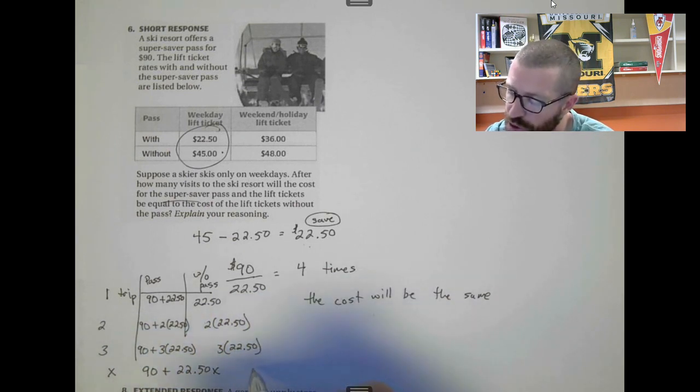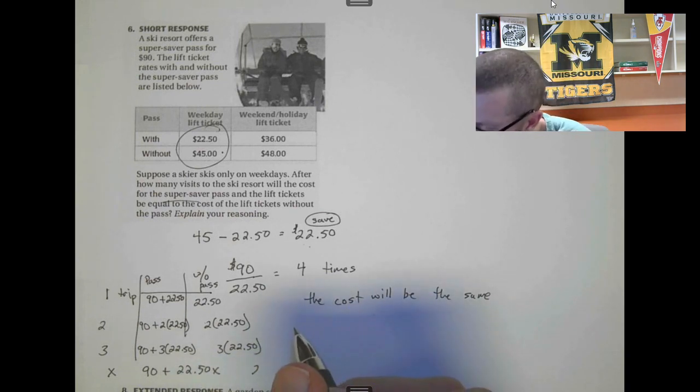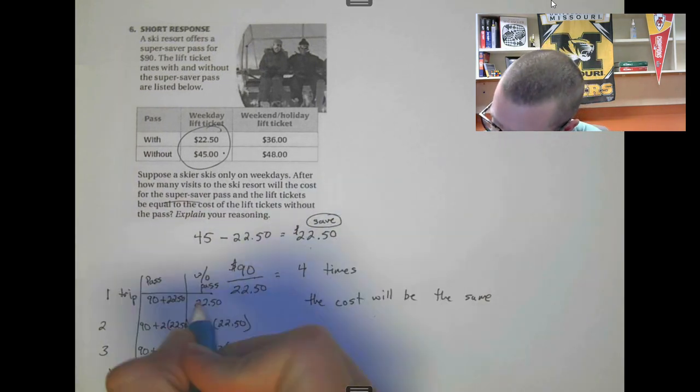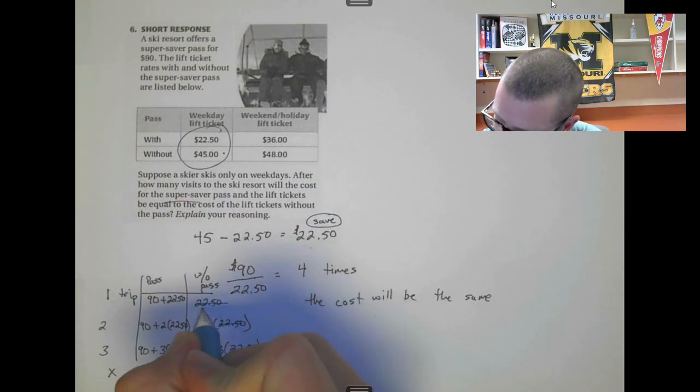And then without the pass, it would just be, oh, I did the wrong, it's 45. I'm using the wrong value here. Oh, I'm sorry. Without the pass, it's 45 each time.